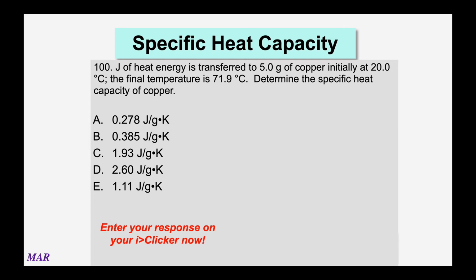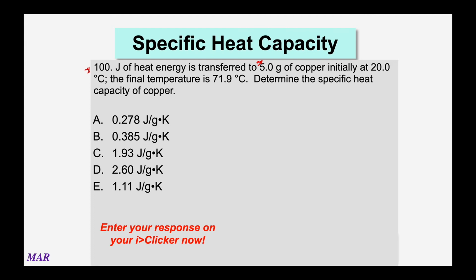All right, and in this problem, you have the Q, which is 100. You have the mass, which is 5 grams. You have the temperature, final temperature minus initial temperature. So the only thing you're missing is the C value. And again, you need to know 4.184. That's the liquid heat capacity of water.